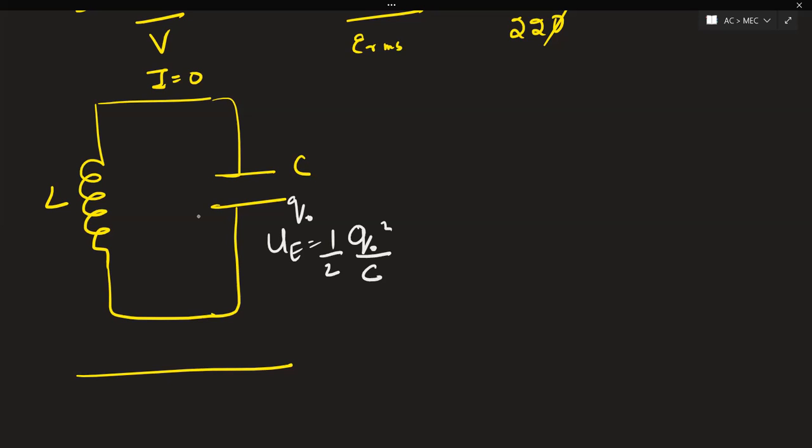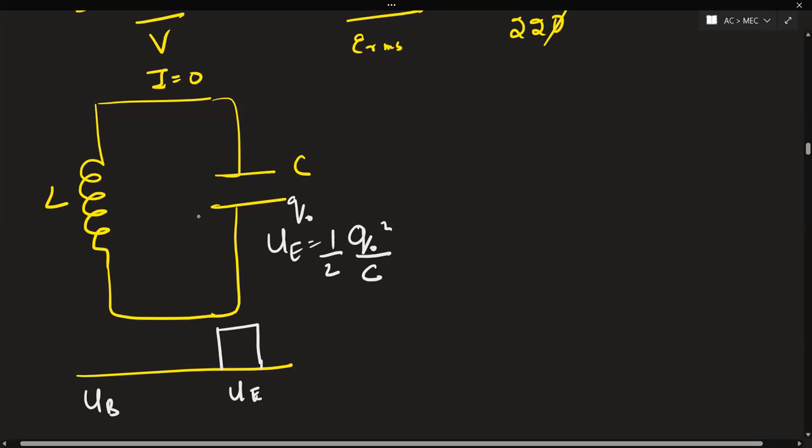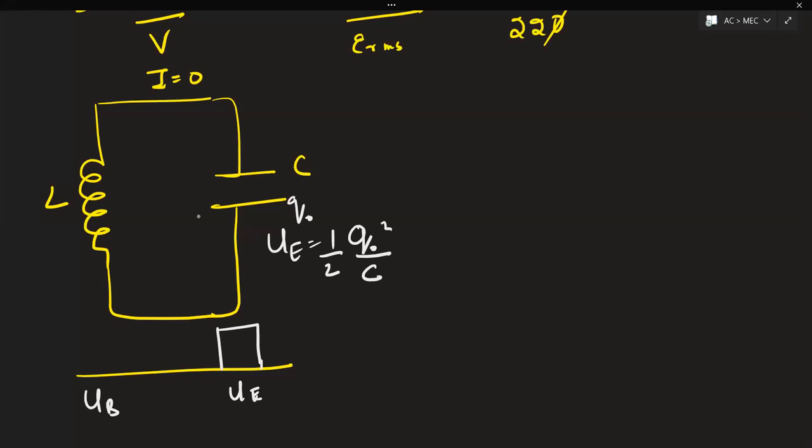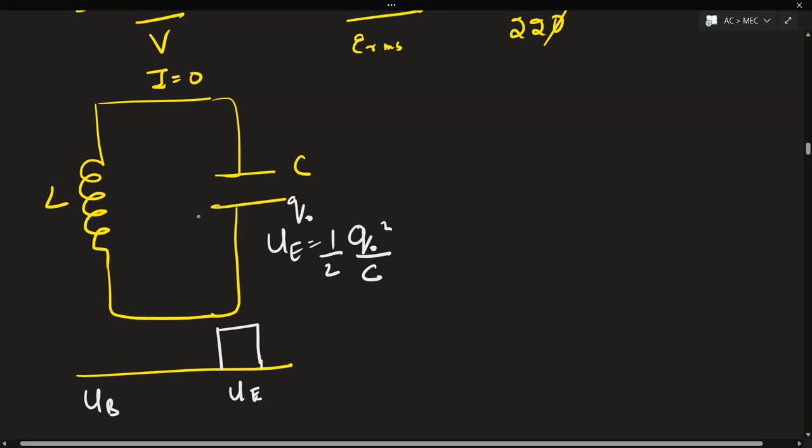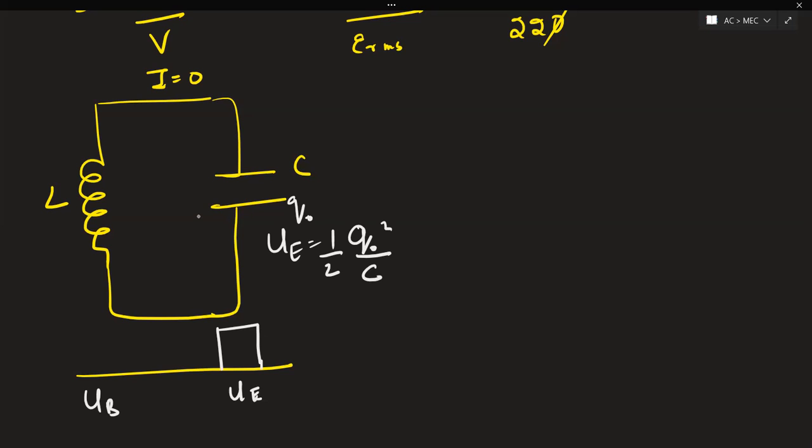So there will be a certain energy. This is UE, this is UB, magnetic field, and this is electric energy. Electric energy and magnetic energy. So what happens? The electrical energy is stored in the charged capacitor. And since there is no current in the circuit, energy stored in the magnetic field of the inductor is 0. So here this is 0 and here this is at its maximum value. Now let's see certain modifications that will occur.